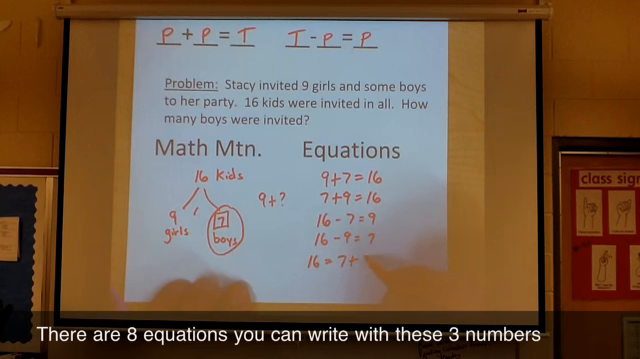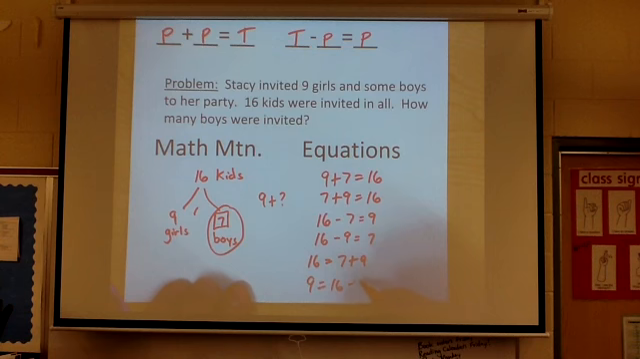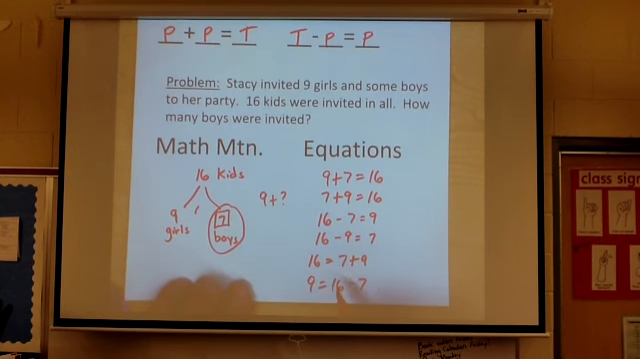16 equals 7 plus 9. That's still an equation because both sides of the equal sign are balanced. Just like they can start with one of the partners if they want to do a subtraction problem like that. 9 is equal to 16 minus 7. That still is a true equation.